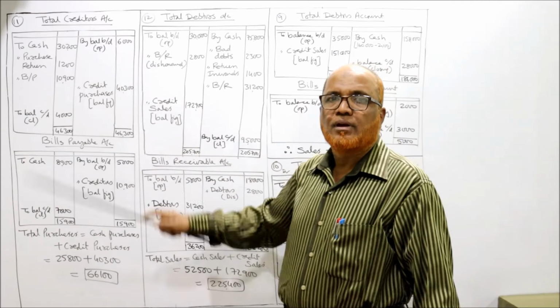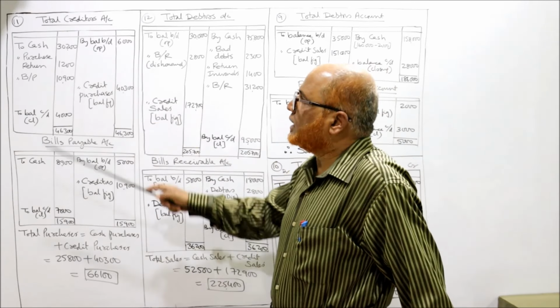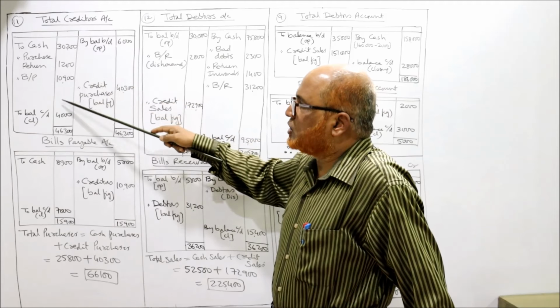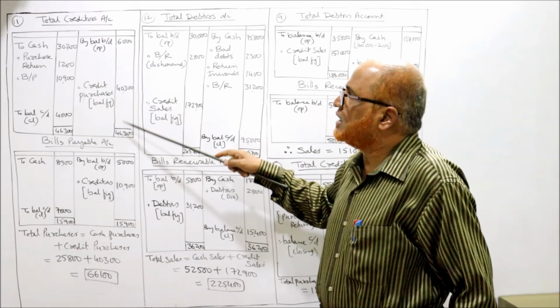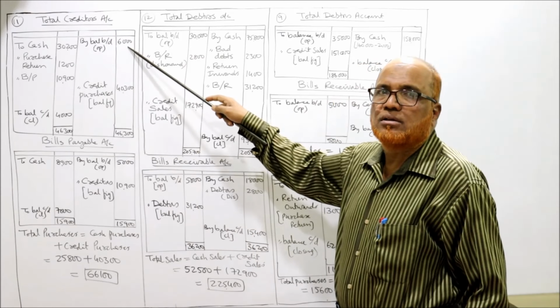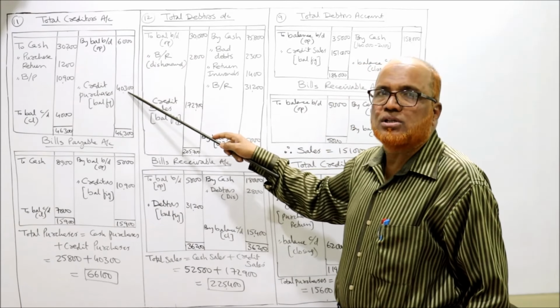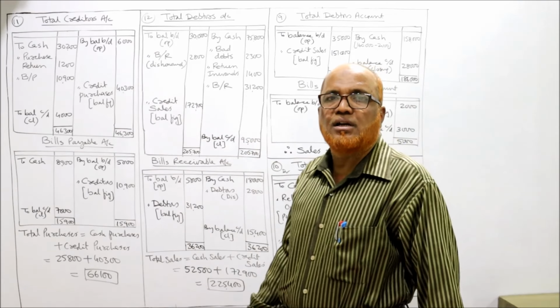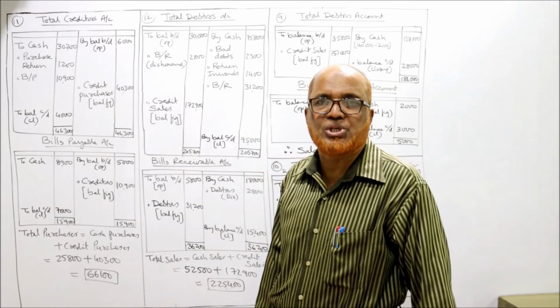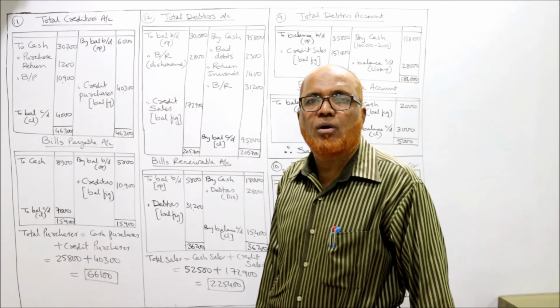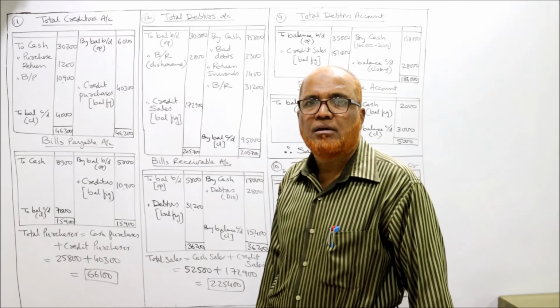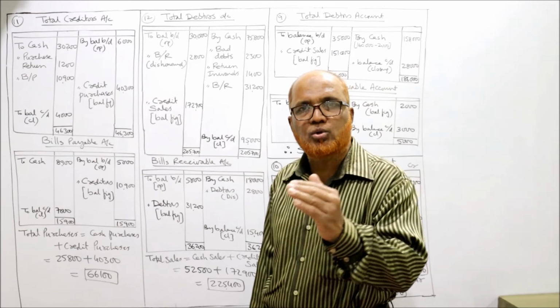Now come to the total creditors account. Total creditors account debit side, if you take the total, you are getting 46,300. From 46,300 subtract 6,000. The balancing figure is 40,300. This 40,300 is the credit purchases. The entry for credit purchases: purchases account debit to creditors.